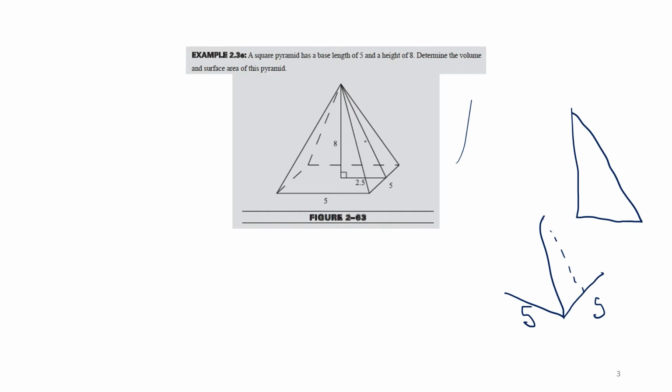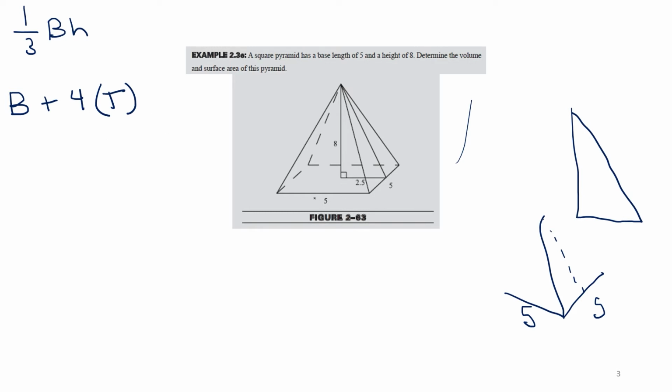For this one, a square pyramid has a base length of 5 and a height of 8. We want to find the volume and surface area. So our volume equation is 1/3 area of the base times height. And for our surface area, I'm going to use area of the base plus the area of all 4 sides. So we're going to have to find 1 and then multiply it times 4, and I'm going to denote that area with T for triangle. But first, let's find the volume, because that's easier.